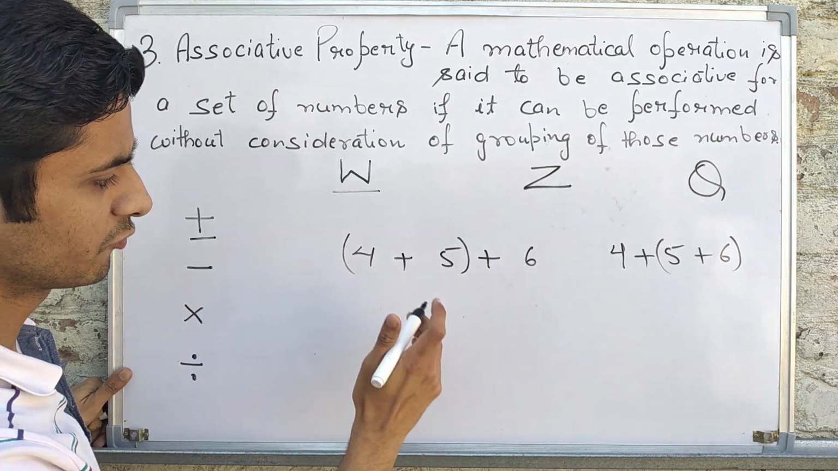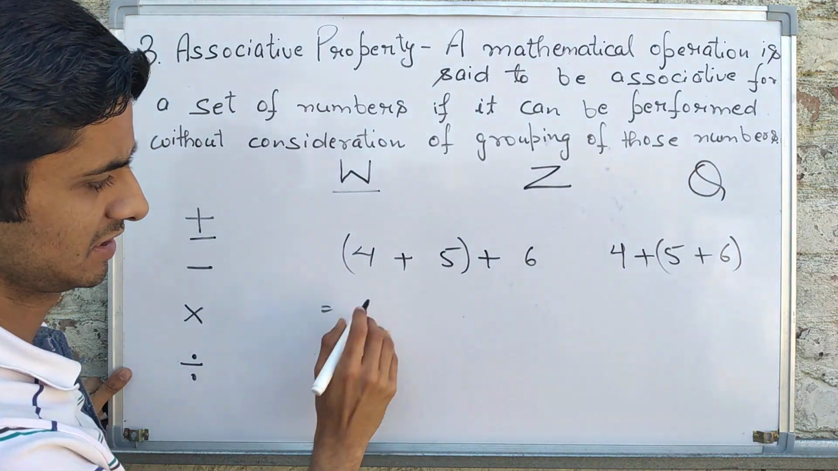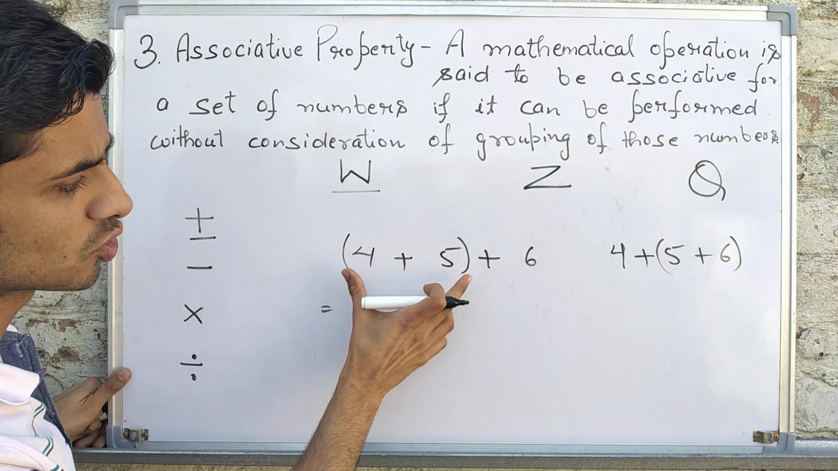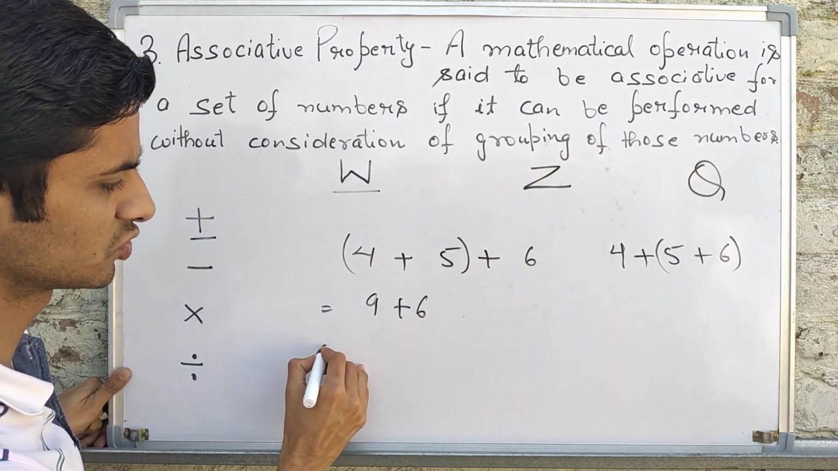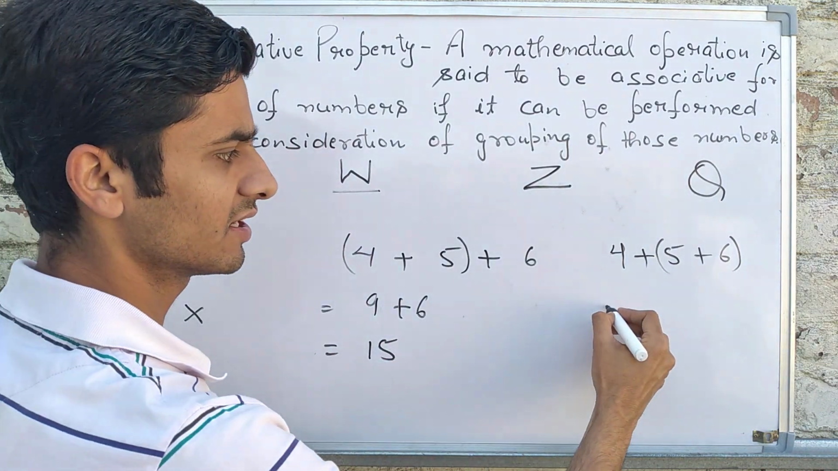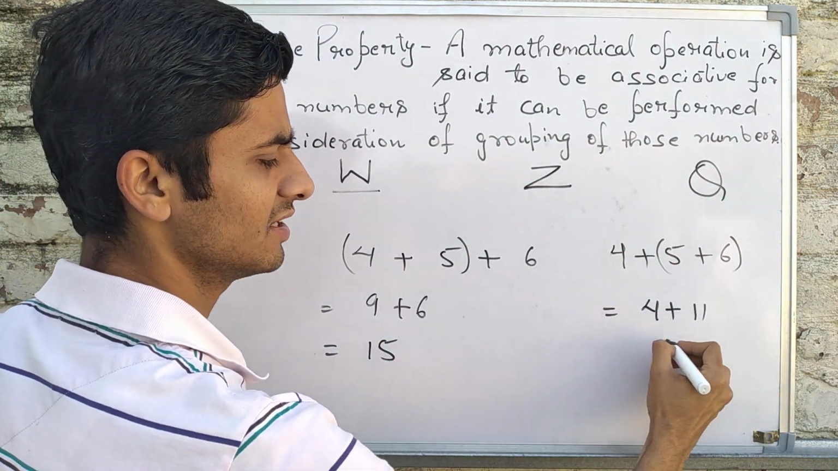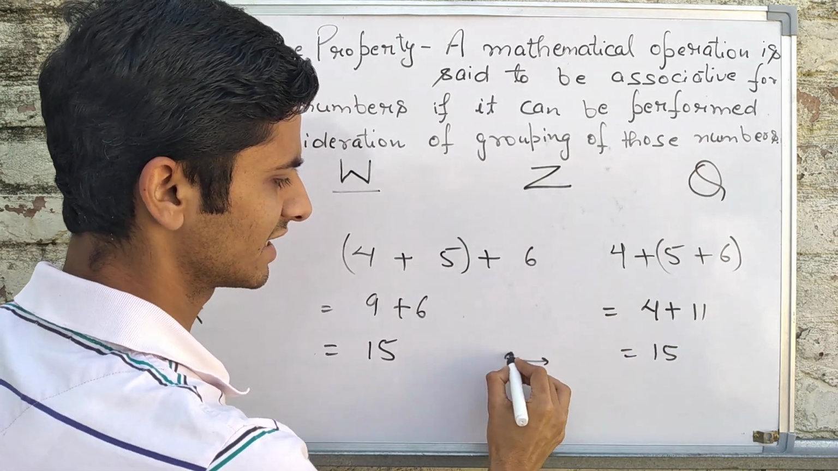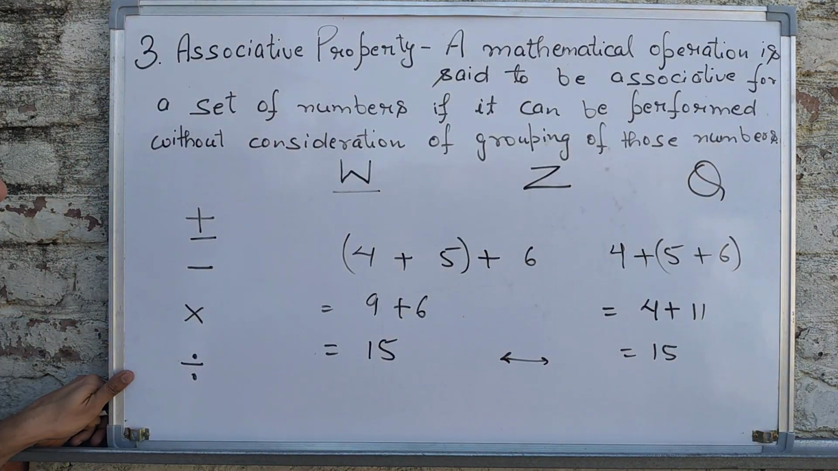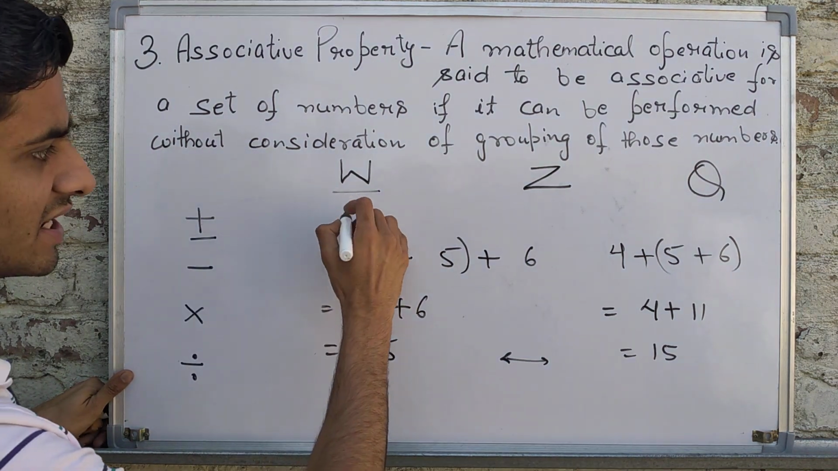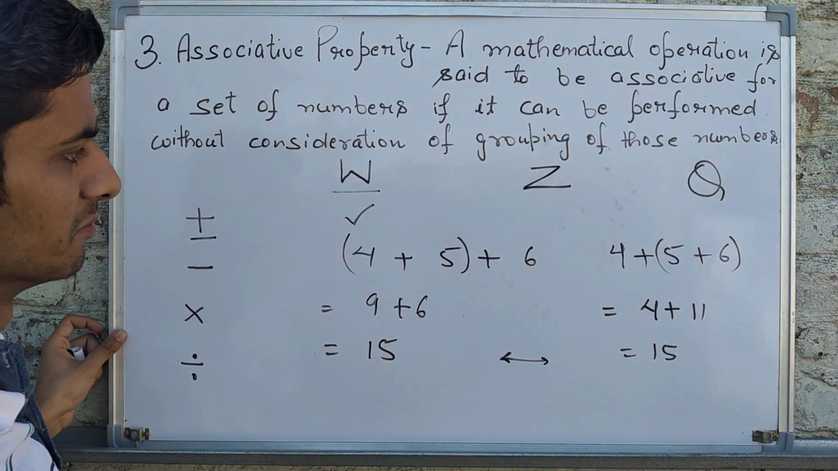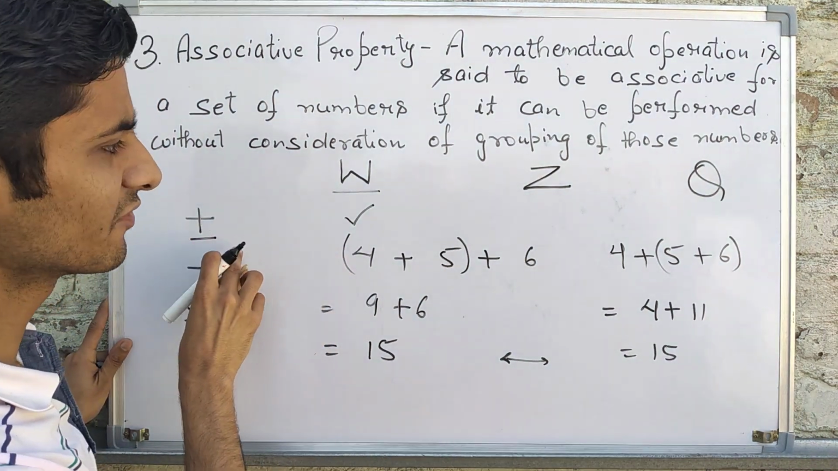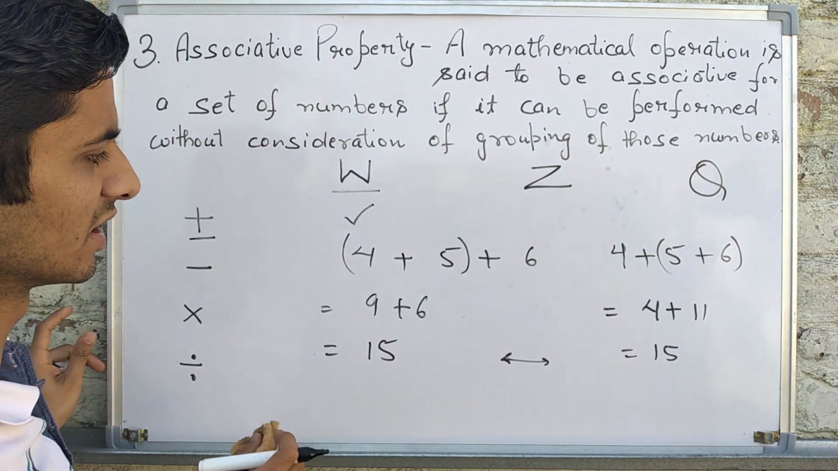Okay, so if you are having 4 plus 5, if you want to solve it, it is in parentheses or brackets. So obviously this will be solved first. 4 plus 5, 9 plus 6 gives you 15. Over here, 4 plus 6 plus 5 is 11. 4 plus 11 is 15. You are getting the same result. So what you can say that addition is associative for whole numbers. Addition is associative for whole numbers. Now let us check whether addition is associative for integers as well.